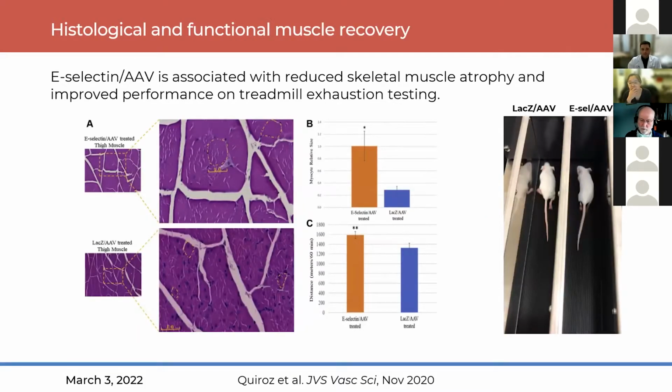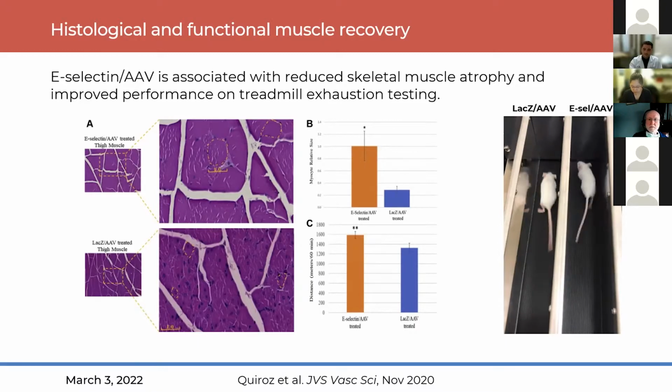Then histologically, these are two images of just H&E staining, demonstrating overall the myofiber size is larger in the E-selectin treated mice, and also the morphology. The nuclei tend to remain at the periphery, which is what's observed in normal muscle, versus the centrally located nuclei in the lac-Z treated mice, just demonstrating basically more ischemic damage. And again, those are quantified in the middle.